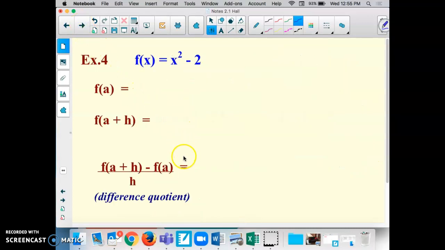Now let's get to something called the difference quotient. This here is called the difference quotient. What I'm going to do is break it up. I'm going to find f of a plus h, I'll do that second. Then I'm going to find f of a, I'll do that first. And then I'll put it all over h, and then we're going to clean it up.